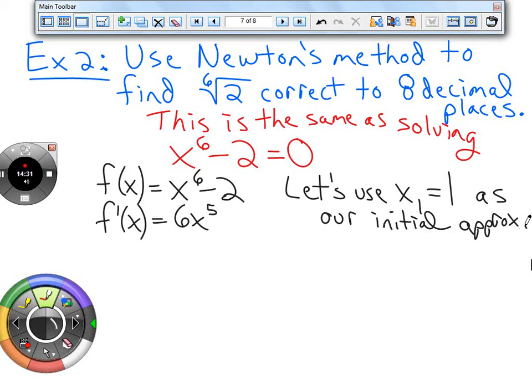Now, I'm going to show you how to use the calculator. All right, so let me grab my calculator real quickly.